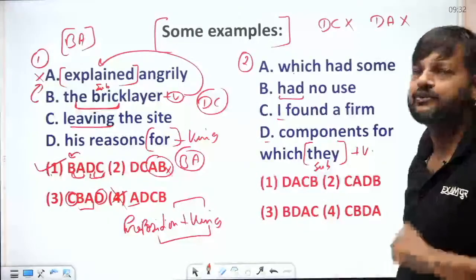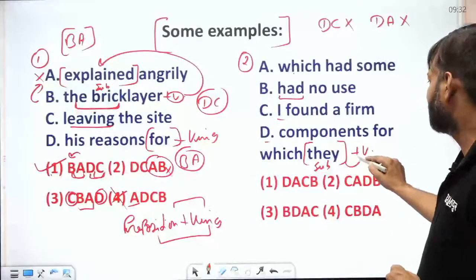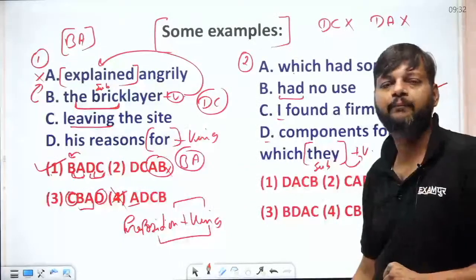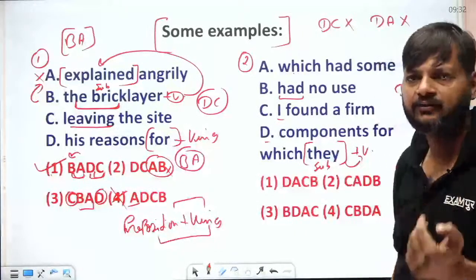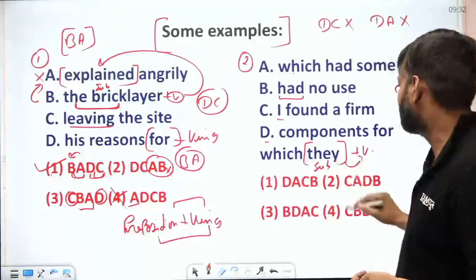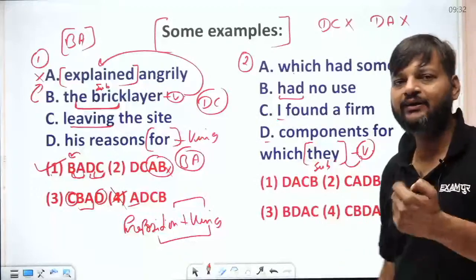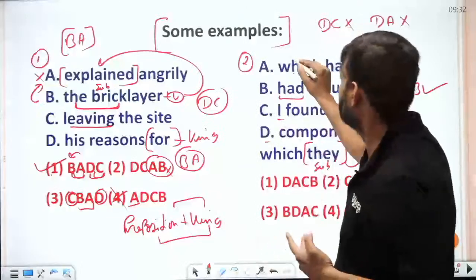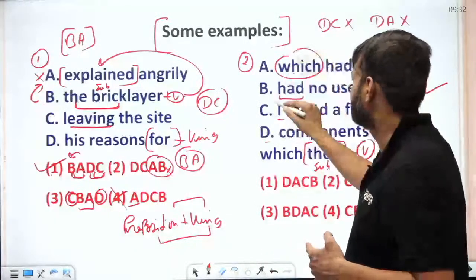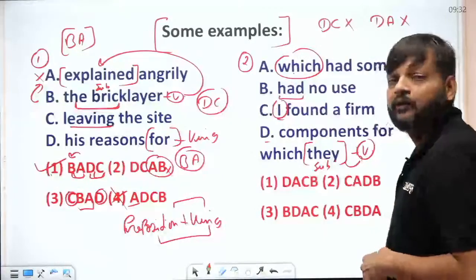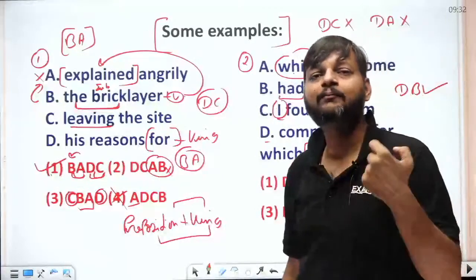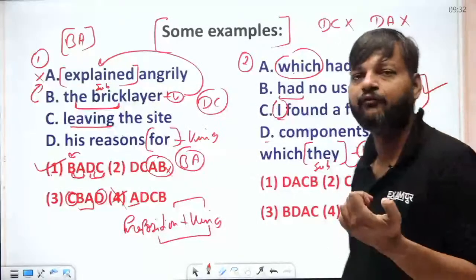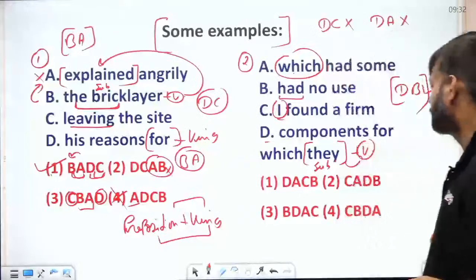B has "had," which is a verb, and after a subject we need a verb. So D and B make a pair. Okay, just a simple grammar rule. "They" is a subject which should be followed by a verb. So any sentence which has to be placed after D must have a verb. There is no verb in A, there is no verb in C. So after D only B can be placed. So D and B make a meaningful pair.